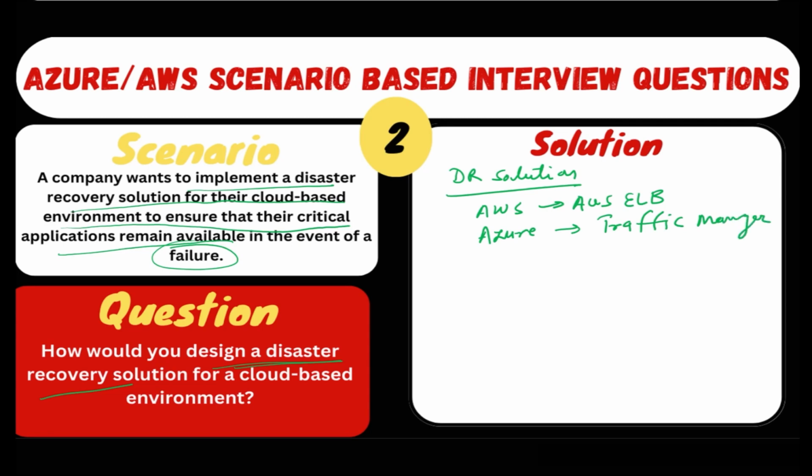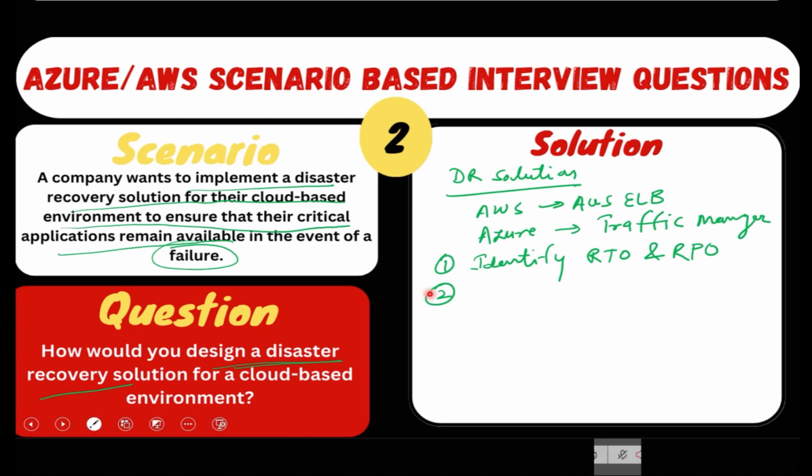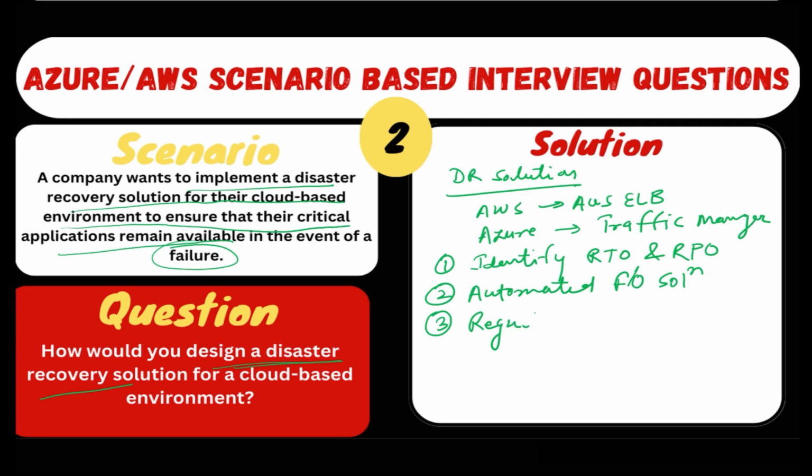Our first step in designing a disaster recovery solution will be to identify the company's recovery time objective and recovery point objective, also known as RTO and RPO. Once we determine this, it will help us determine the appropriate replication strategy and the frequency of backups we need to take care of. Next, we would implement an automated failover solution using services called AWS Elastic Load Balancing or Azure Traffic Manager. It all depends on your target cloud platform, to ensure that traffic is redirected to a healthy environment in the event of a failure.